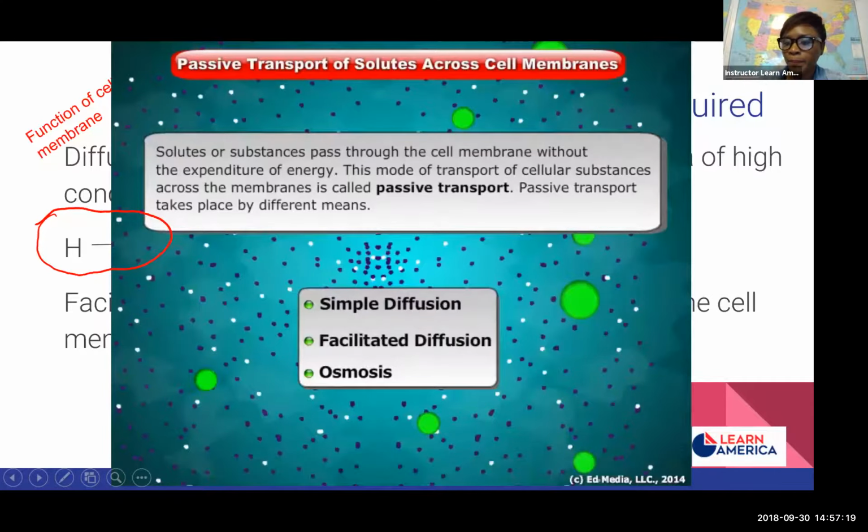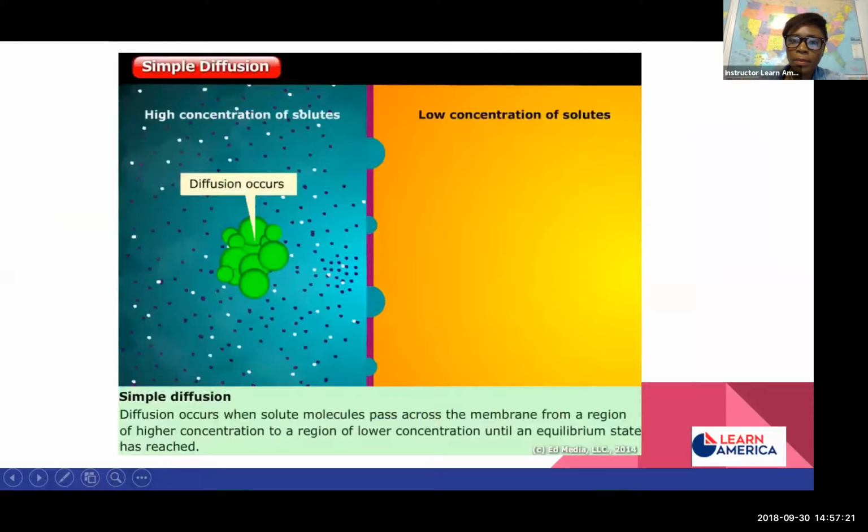All right, let's keep going. Let's take a look at that again. So here we are. Here we have a concentration of solution, and over here, it's high concentration. And then over here, it's low concentration. So let's watch and see.